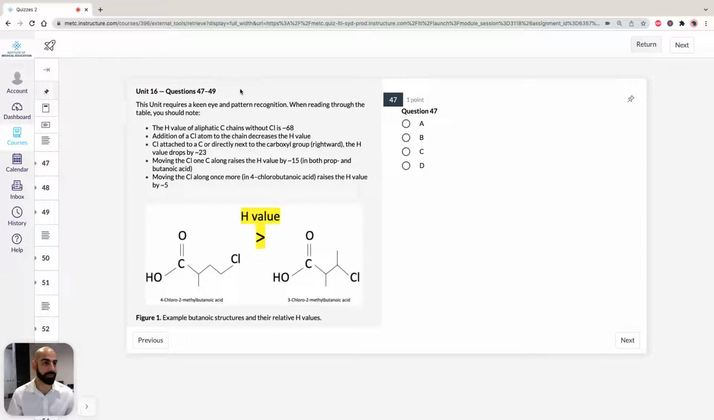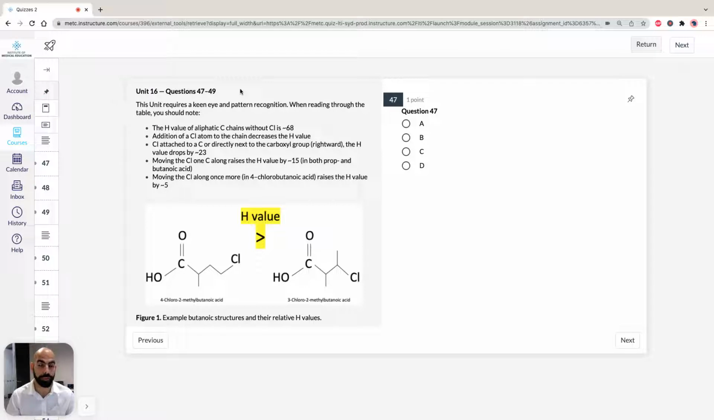So we've been given a table for some carboxylic acids with the general formula R, carboxylic acid. It shows the formulation of R groups and the value for property H. Now, the important thing here is that this unit doesn't require prior knowledge in chemistry, it just requires a keen eye and pattern recognition. So when you read through this table, you should notice a few points.